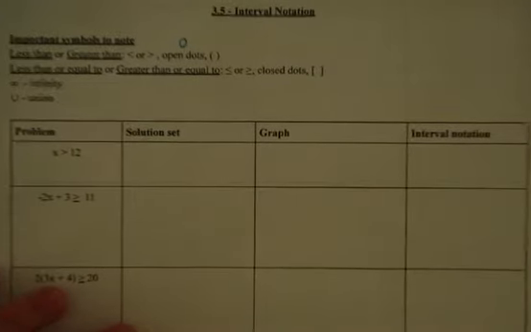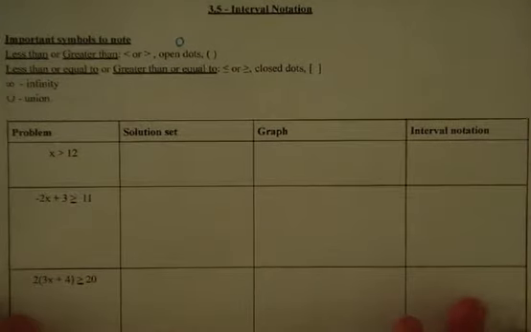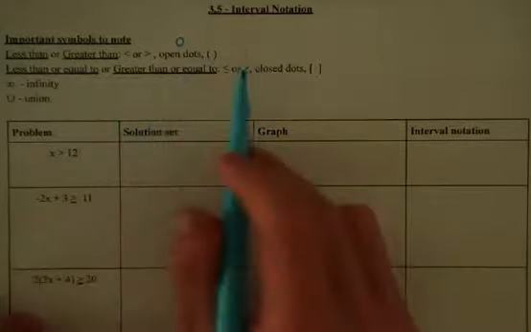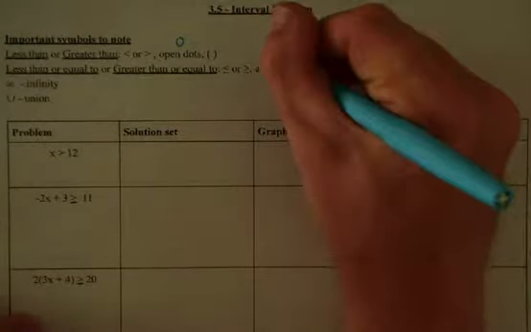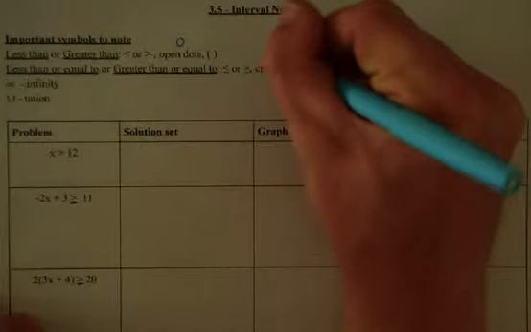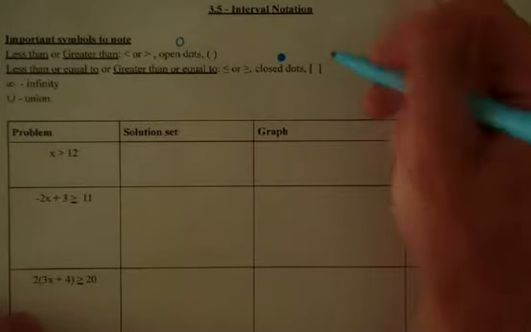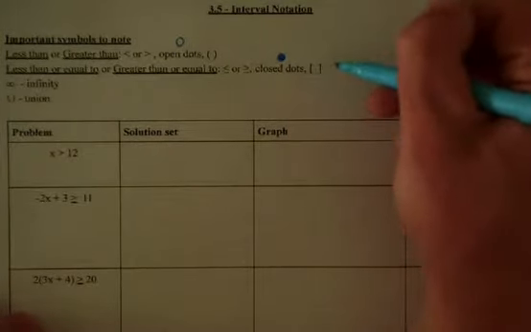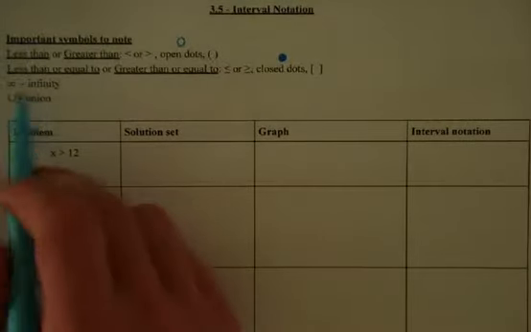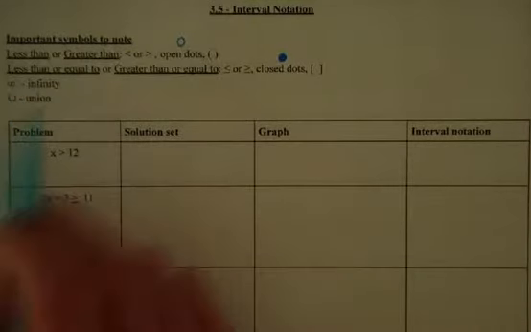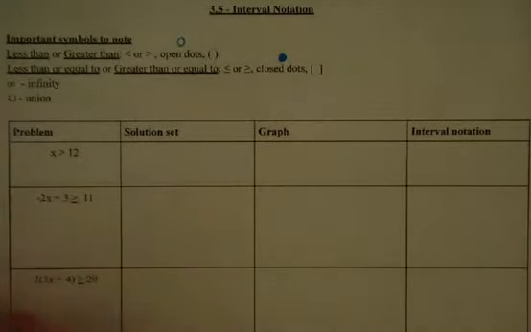Then if we have less than or equal to or greater than or equal to, we know that this is what the actual symbols look like. We use a closed dot on a graph, and we're going to use brackets, these square grouping symbols. Two other things you need to know: sometimes you'll use the infinity symbol, which is when something goes until, quote unquote, infinity. And you also might use this symbol that looks like a U, and that represents a union.